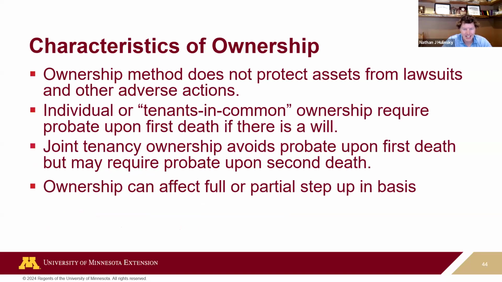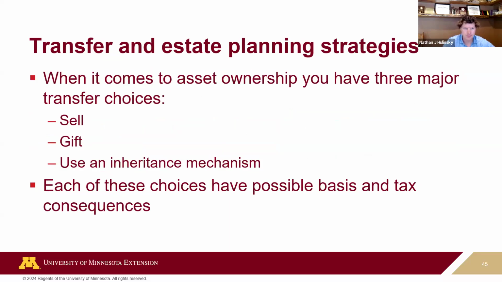Individual or tenants in common ownership requires probate upon the first death if there's a will. The joint tenancy ownership avoids probate upon the first death, but may require probate upon the second death because of how it transfers through that joint tenancy. Ownership can also affect full or partial step up in basis. This depends on who owns it.